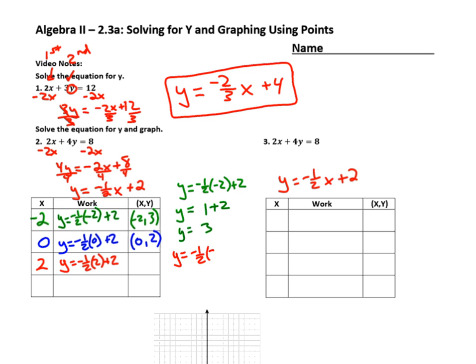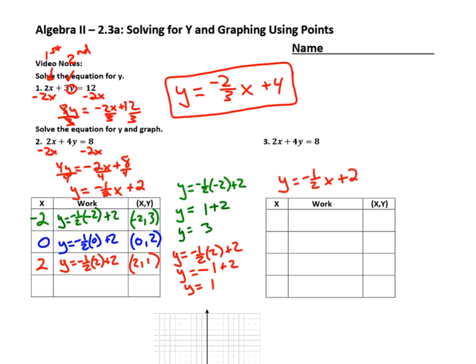Negative 1/2 times 2 plus 2. That's negative 1. Half of 2 is still 1. Negative times a positive makes a negative. Plus 2. Negative 1 plus 2, opposite signs, different signs, subtract. So 2 minus 1 is 1. Keep the sign of the bigger one. That's a positive. So 2 comma 1 is what we get here.